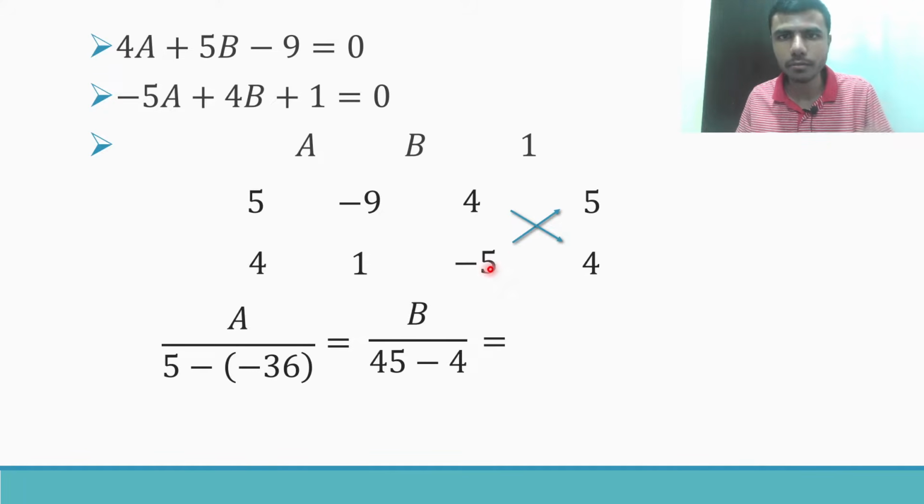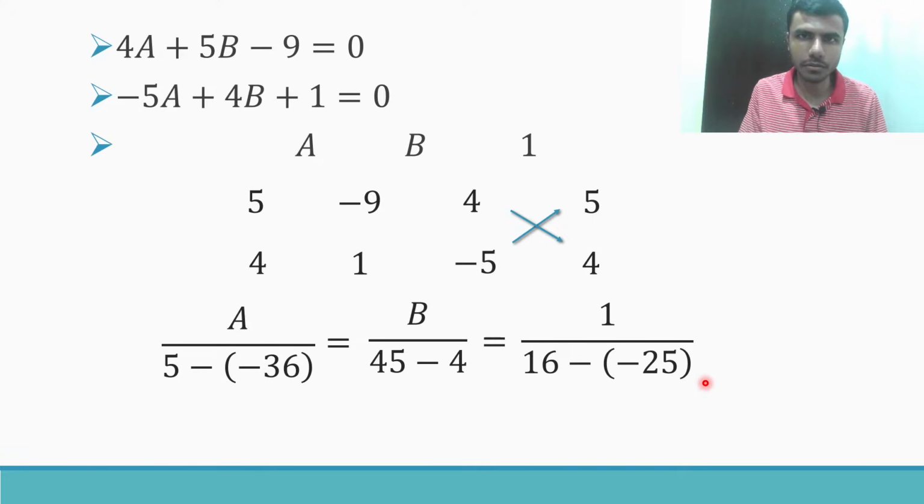Minus 5 into 5 is minus 25. So I get 16 minus of minus 25. So this is what I have. See, minus of minus is plus. So in the next step you would see it as 5 plus 36, and here you would see 16 plus 25, and 45 minus 4 is 41.